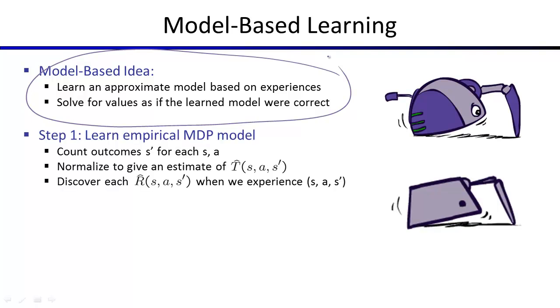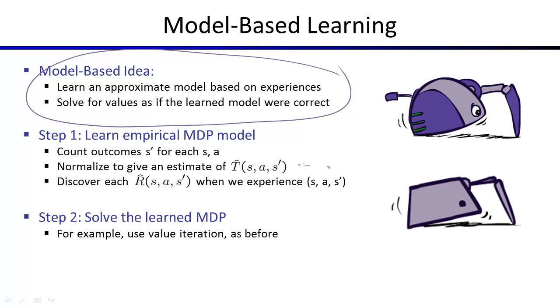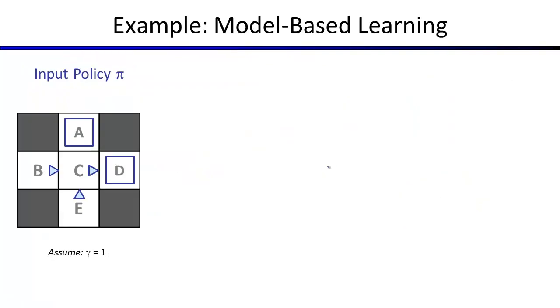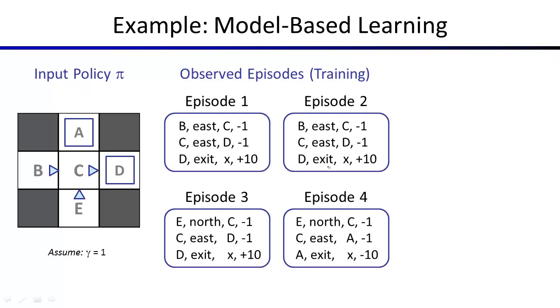All right, so step 1 is learn the empirical model. That's estimating T and R from experiences. Step 2, value iteration, policy iteration, whatever you prefer. All right, let's take a look at this in action. Let's assume gamma equals 1, and we have some input policy pi, because we need to take some actions, right? And we start, and this is what we observe.